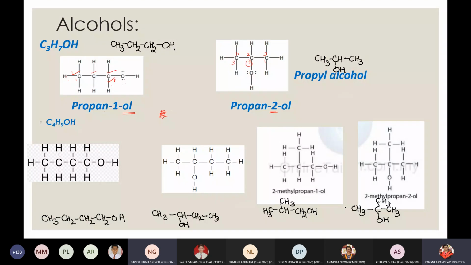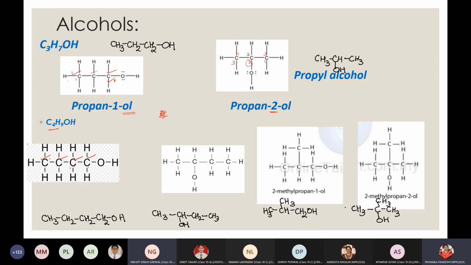In the next structure, as you can see, there are 4 carbon atoms, children. This and this will always be the same, but this will be second from this side and this will be second from this side. So here also, in spite of having one extra carbon atom, the position will be the same. It is meth, eth, prop, but. Now it is but, not prop. It has 4 carbon atoms.